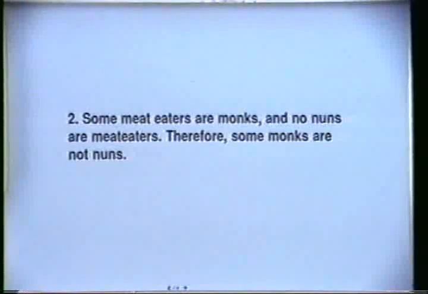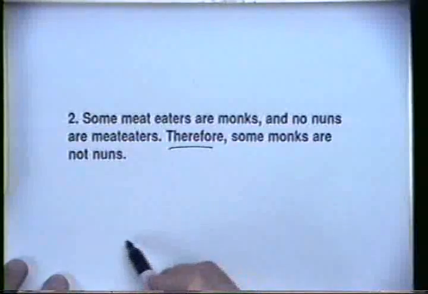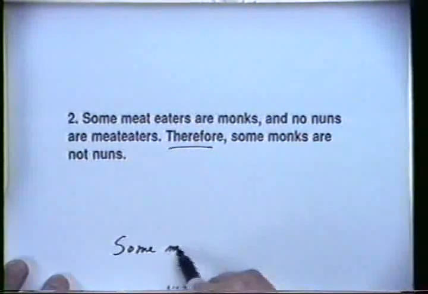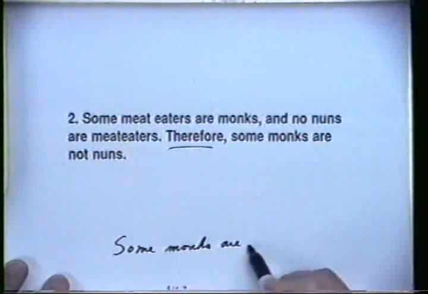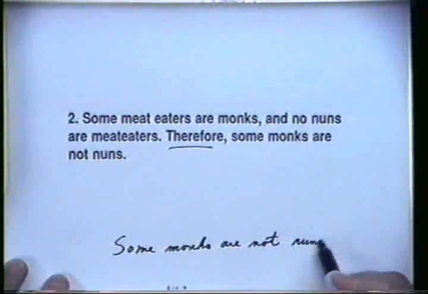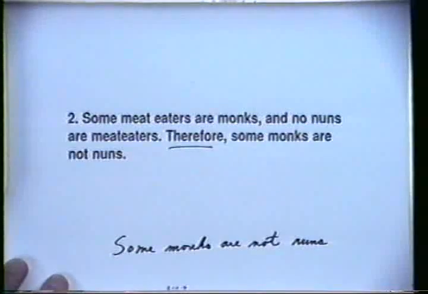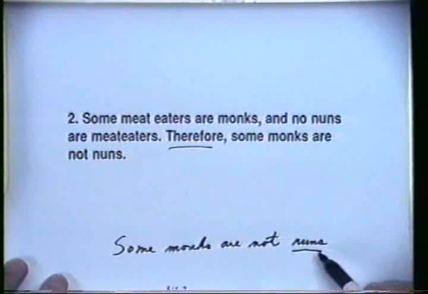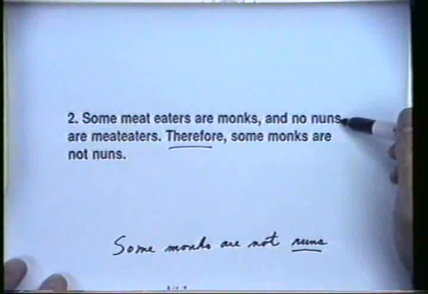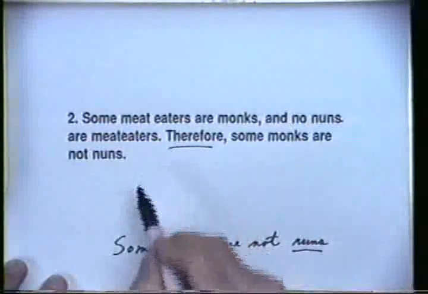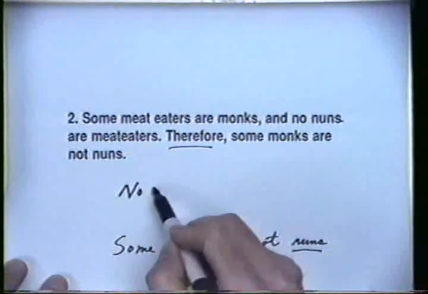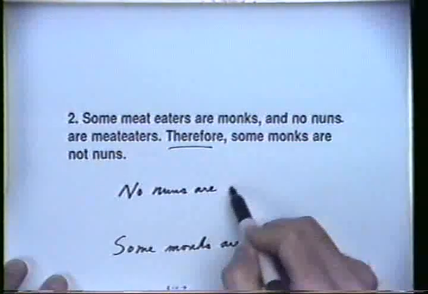Number 2, some meat eaters are monks and no nuns are meat eaters. Therefore, some monks are not nuns. Well, the conclusion here is obvious because of the therefore. Some monks are not nuns. That's our conclusion. This means that nuns, the predicate of the conclusion, is the major term. We go back into the premises, find the premise that contains nuns. That will be the major or first premise. So no nuns are meat eaters.